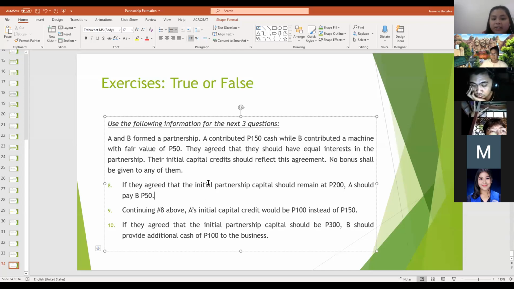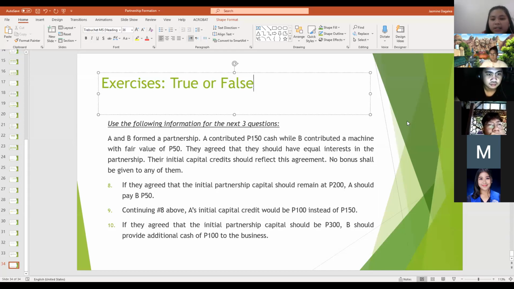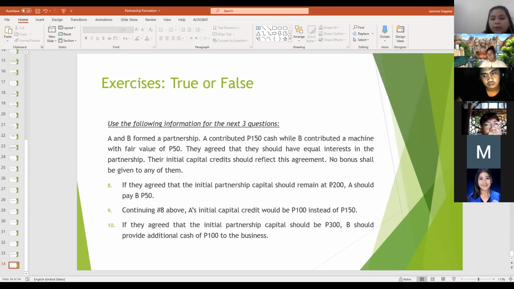If they agreed that the initial partnership capital should remain 200, A should pay B 50. When you plot this, A's contribution is 150 and B's is only 50. The agreed total contribution is 200, divided by 2, 100 each. Since A gave 150 but only 100 is credited to him, he has an excess of 50.